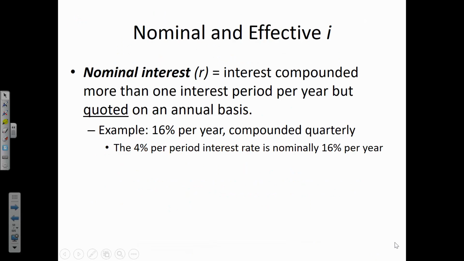All right, let's also talk about the difference between nominal interest and effective interest. This is another bit of terminology that we have to clarify. It's talked about in the book. When we distinguish between the two, we call nominal interest r. It's when interest is compounded more than annually. It could be on a quarterly basis or on a monthly basis, but then we quote that nominal interest on an annual basis.